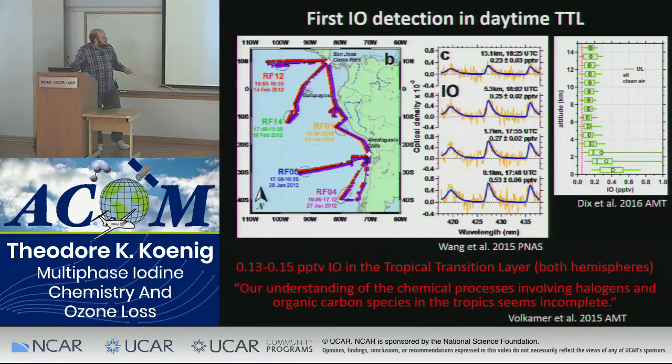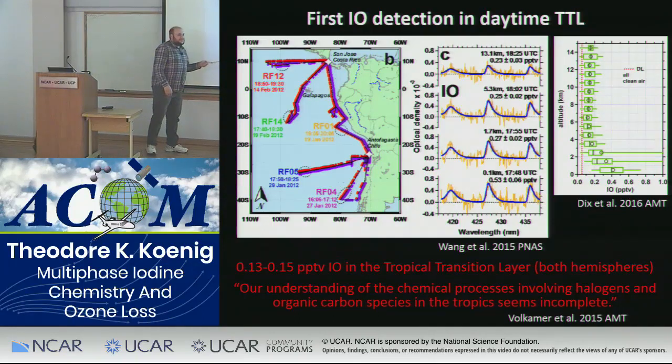And that allows us to do things like this. I think C1 might be here. So this is from C1's 2015 paper. What we can do is look at IO signals as a function of altitude, and this is showing our detections along a number of flights.